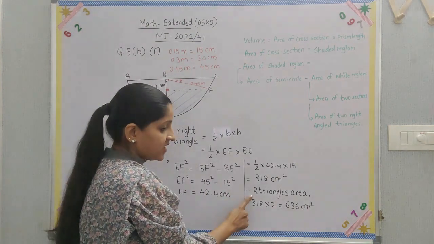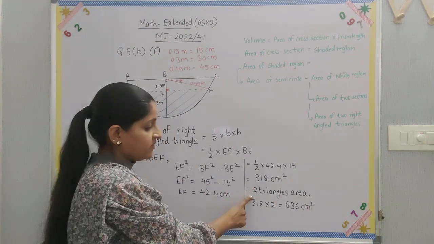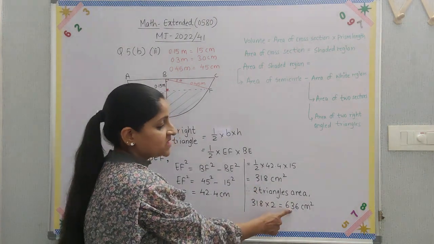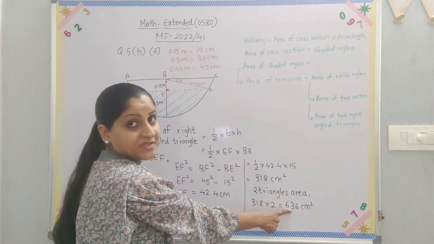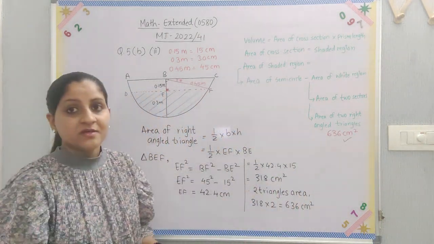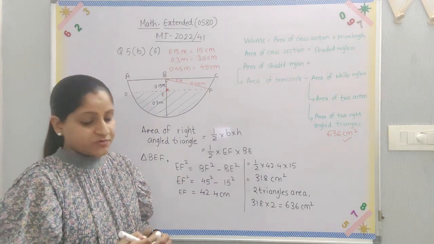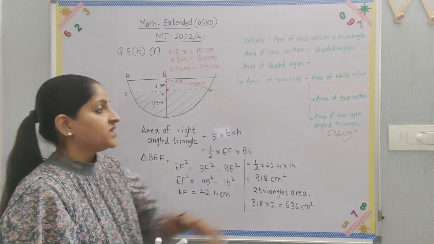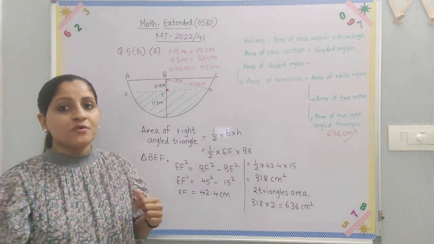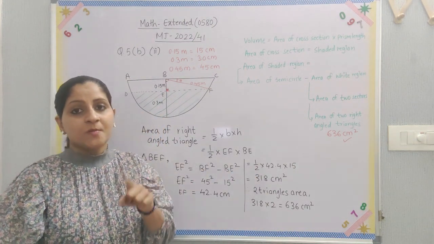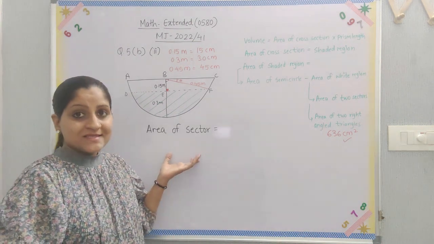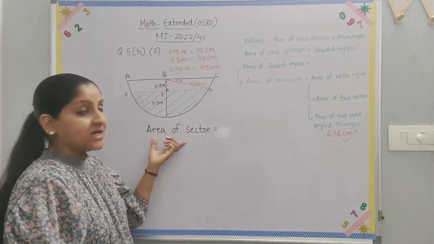Now to obtain area of two right angle triangles, we have to do 318 multiplied by 2, which gives us the answer 636 centimeter square. We will note this down here. Here we are done with first step. Now we have to calculate area of two sectors. That's going to be our next step. If you want to note down this working in your book, pause this video here and note this down in your book. In the next step of this sum, we are going to solve area of sector.